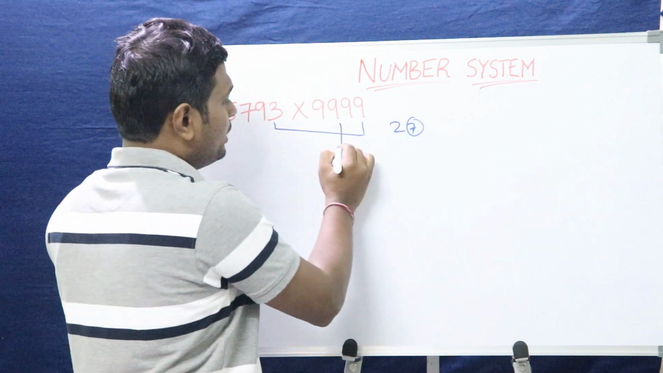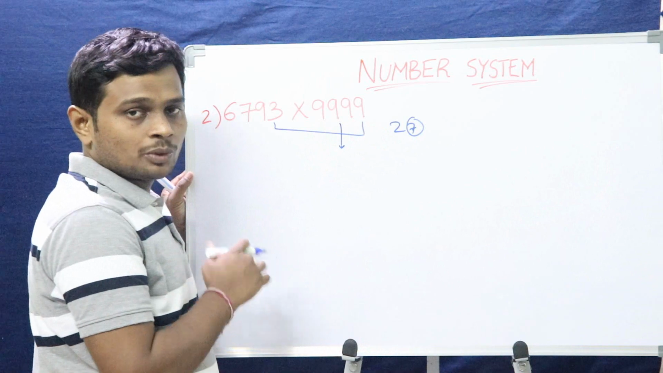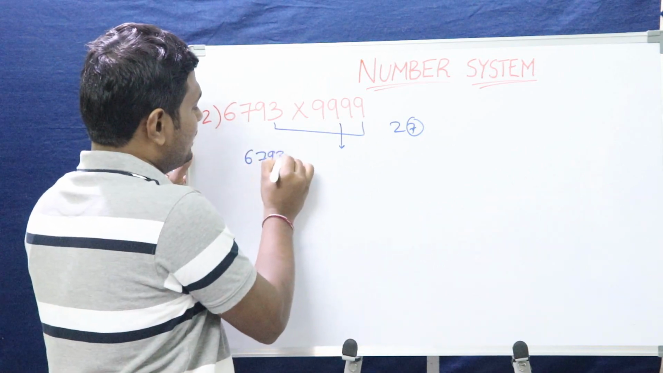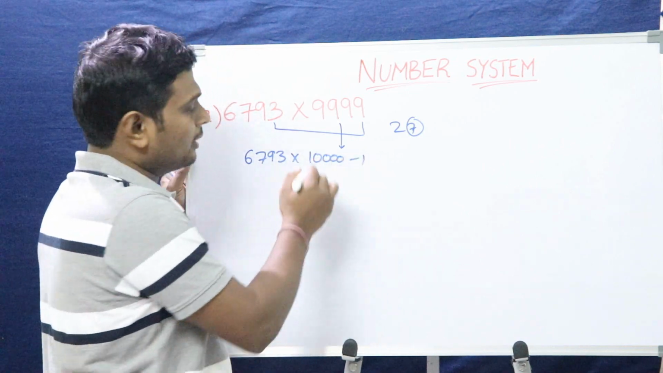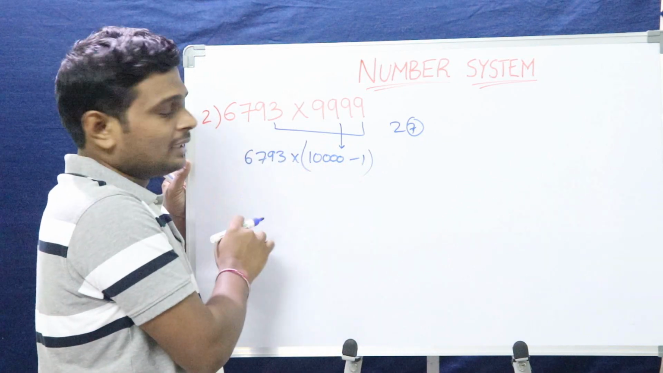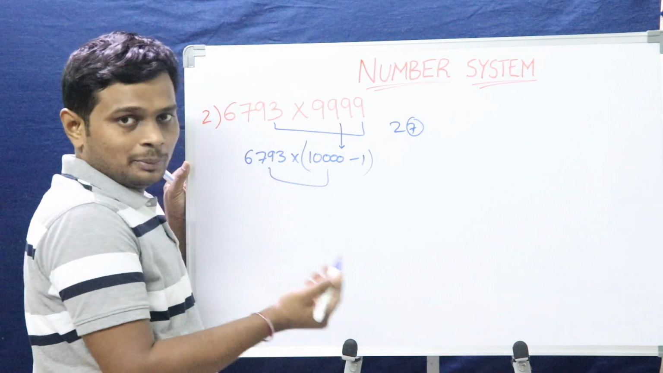We need to round off the value to the nearest zeros. 9999 can be rounded off to 10,000. That means 6793 into (10,000 minus 1). We can write 9999 in terms of 10,000 minus 1, right? Now we have simplified it, and it is easier to find the multiplication.